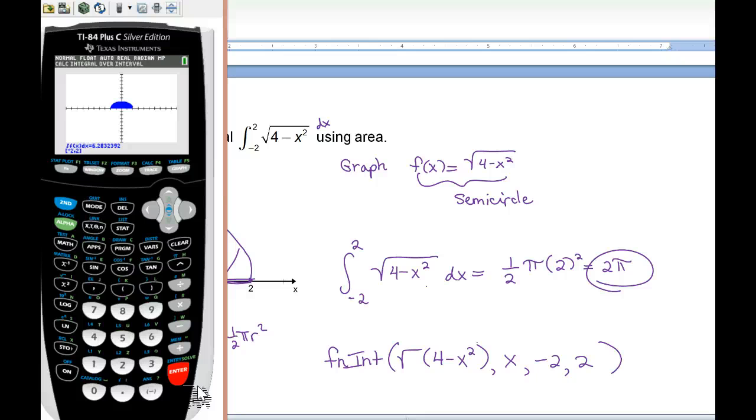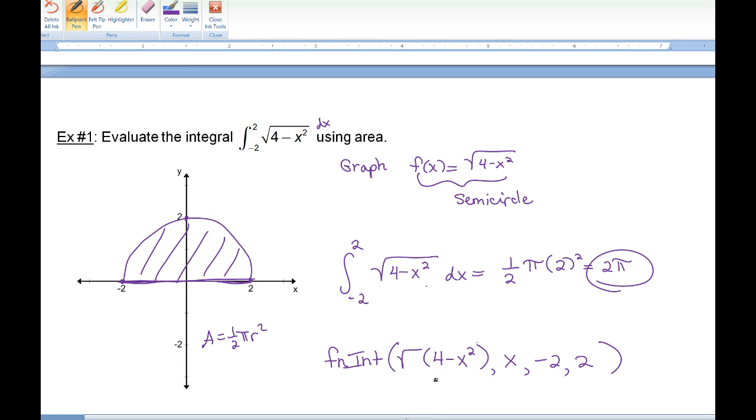How do you type in the y? The first one, -2, press enter.